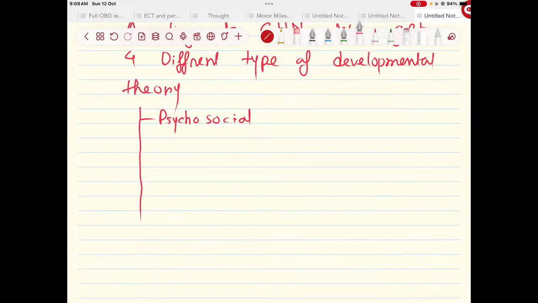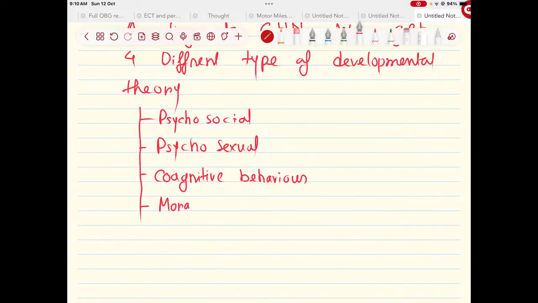Psychosocial, psychosexual, cognitive, behavior, and the last one moral. So there are how many types? Four types of theory provided.